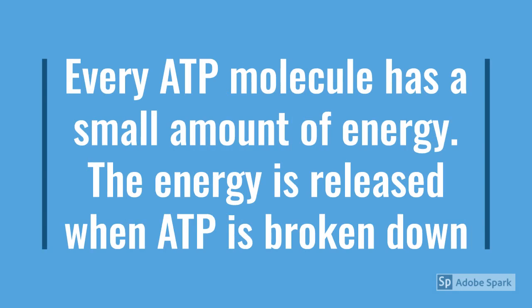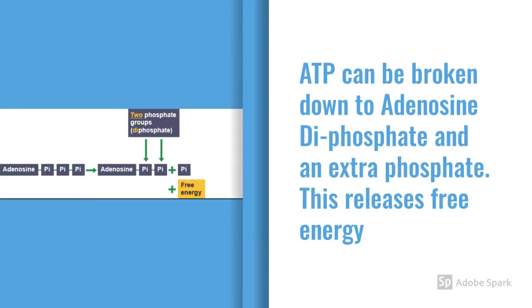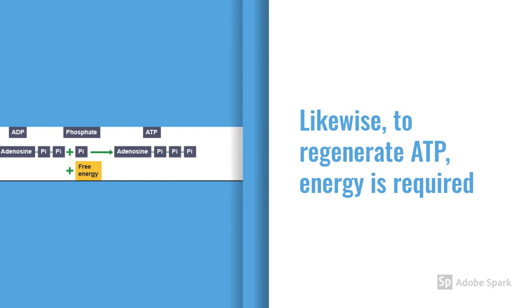Every ATP molecule has a little bit of energy. That energy is released when ATP is broken down. When ATP is broken down, it is usually broken down into ADP, adenosine diphosphate. This means that you have an extra phosphate loose and a release of energy. Likewise, to remake ATP, when the phosphate is joined to ADP, energy is required.